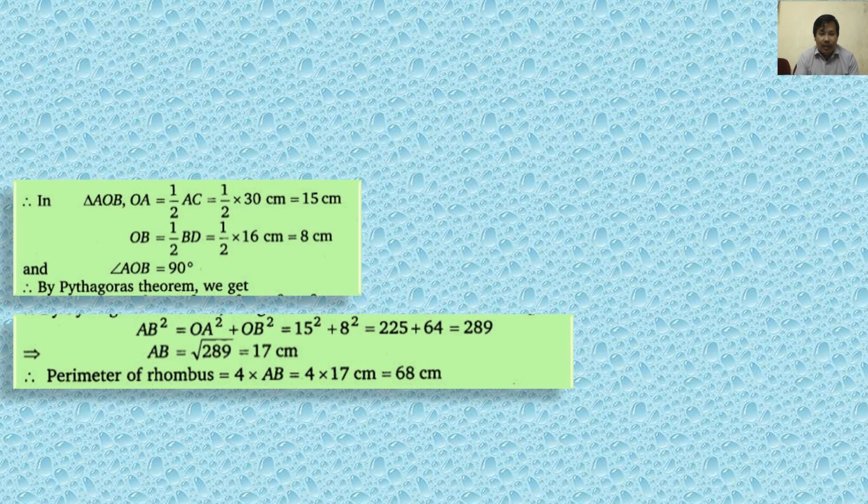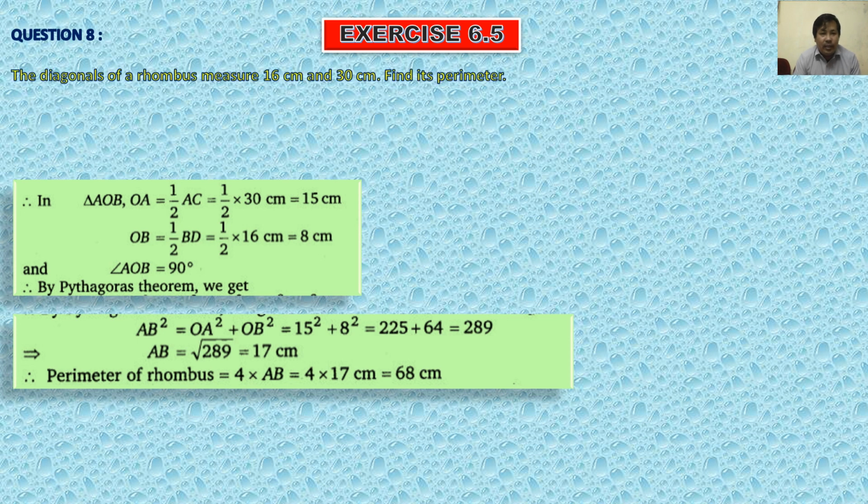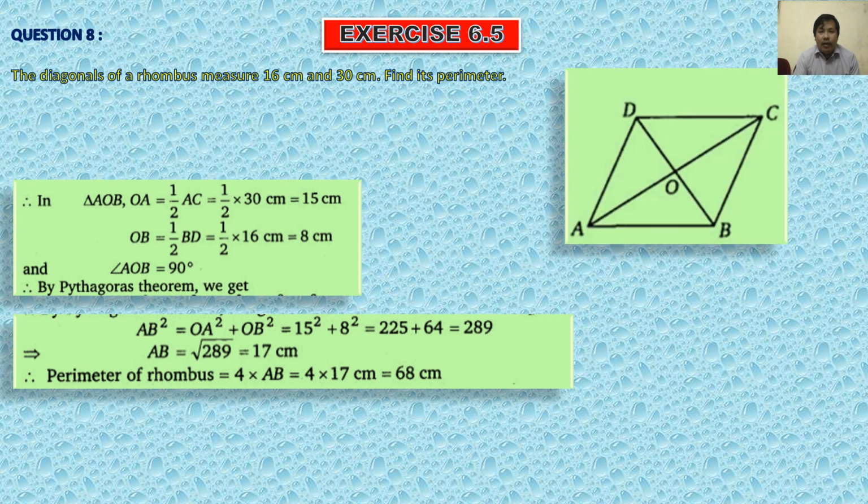My dear student, you see question number 8. The question is: the diagonals of a rhombus are 16 centimeter and 30 centimeter. Find its perimeter. Now, this is the diagram of the rhombus ABCD. Two diagonals are given here, AC and BD, and they are intersecting at O. Okay, clear. So let us see how we can solve this.